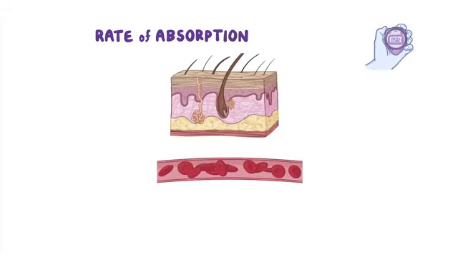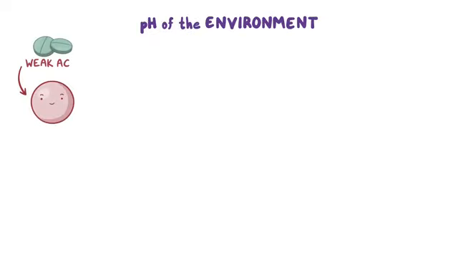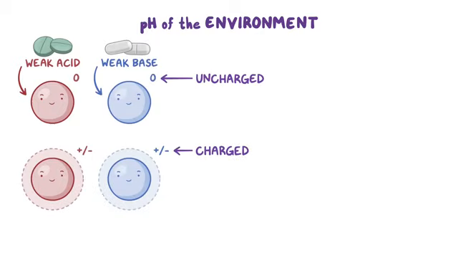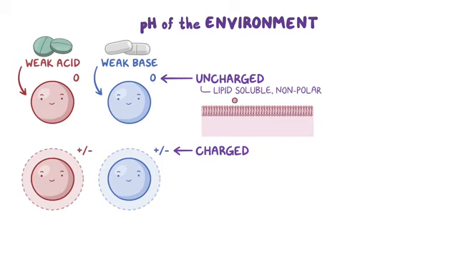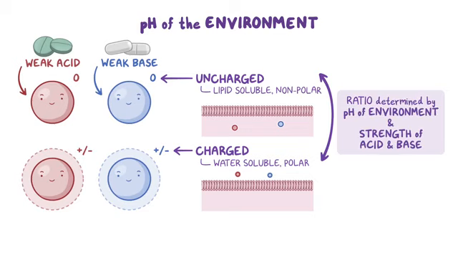Now, the rate of the absorption, or how quickly this process occurs, as well as the extent of the absorption, or how much of that medication reaches the bloodstream, depend on several factors. One of them is the pH of the environment where absorption takes place. Okay, so most medications are either weak acids or weak bases, and can exist in an uncharged or charged form. The uncharged form is the lipid-soluble, nonpolar one, which happily diffuses through the cell membrane, while the charged form is water-soluble and polar, and thus cannot diffuse through the cell membrane easily. The ratio between the 2 forms is determined by the pH of the environment and the strength of the weak acid or base.